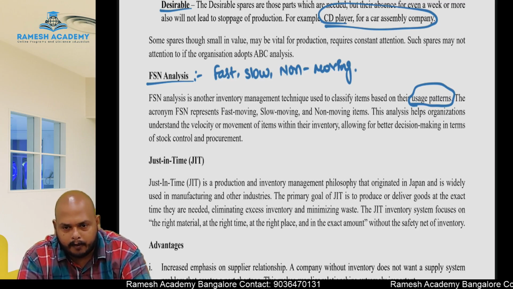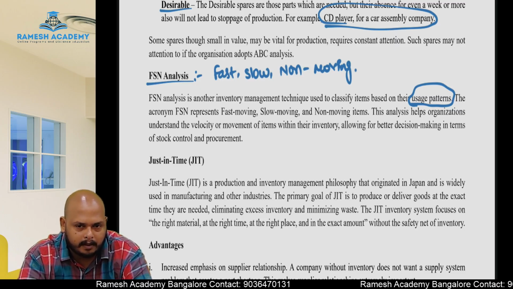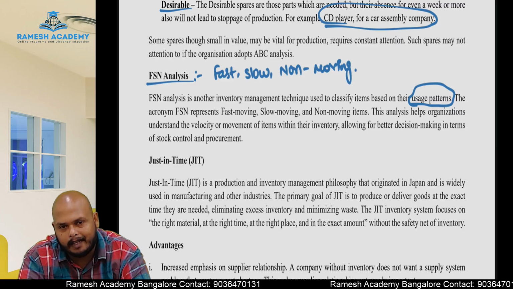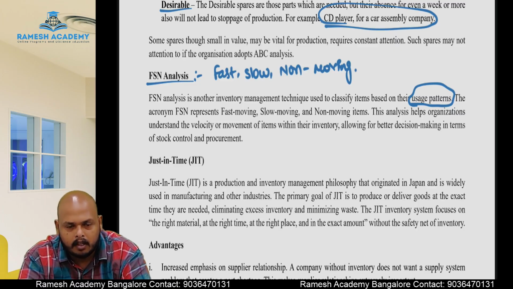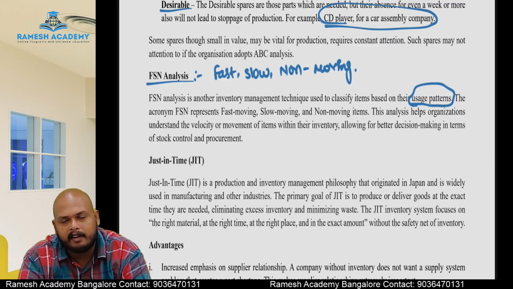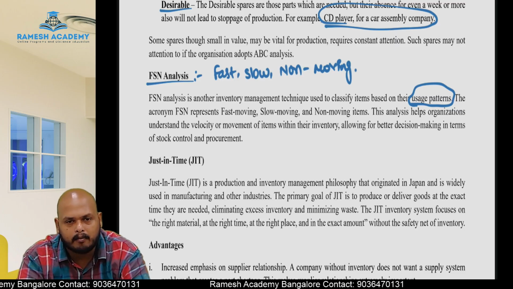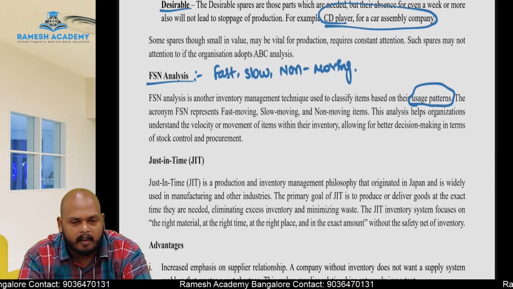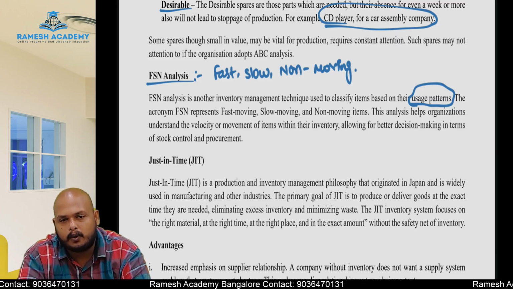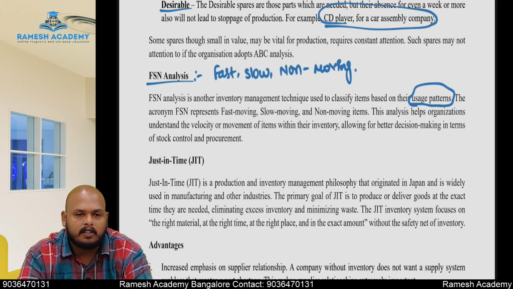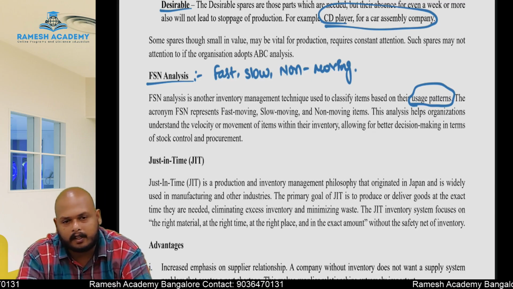Why? You will go to a provision store and you will purchase a milk packet. Whether you purchase milk packet on daily basis or otherwise weekly once, weekly twice, compulsorily everyone will purchase milk on daily basis. Vegetables on daily basis. These are nothing but fast moving items. Every business organization has to keep the fast moving items available at every point of time, Nana.